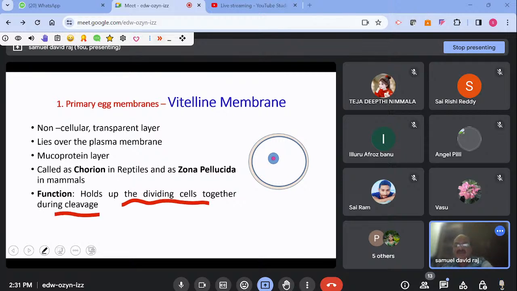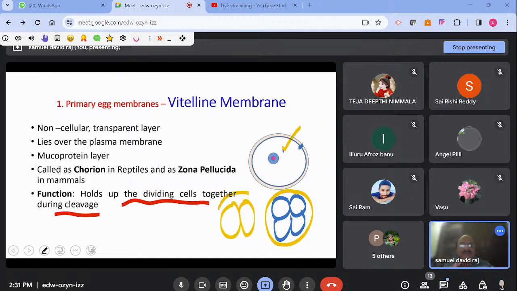So if this is the plasma membrane, this is a single cell. This divides to form two cells and then four cells. And all these are said to be held within the vitelline membrane only. With each division, the size decreases. This is a large cell. After that, two cells which are half of this size are formed.